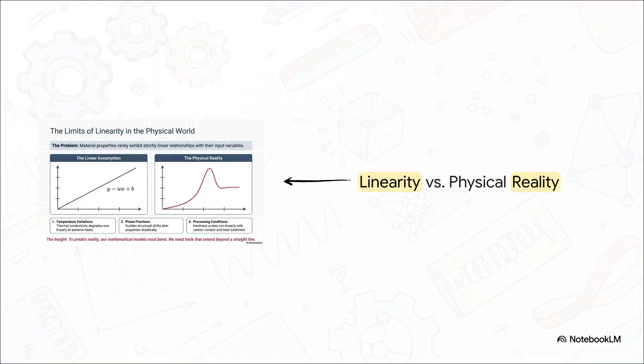First things first, we've got to shatter the linear illusion. When we all first learn regression, we're taught to draw a nice, clean, straight line through our data points. You know, the classic y equals mx plus b. But out in the real world, material properties almost never behave that neatly. When you expose a material to extreme heat, its thermal conductivity doesn't just drop in a perfectly straight line, it degrades nonlinearly. When you start messing with the carbon content and heat treatment of an alloy, its hardness scales in these really complex curves. The core takeaway right out of the gate is that to accurately predict physical reality, our mathematical models absolutely must bend.